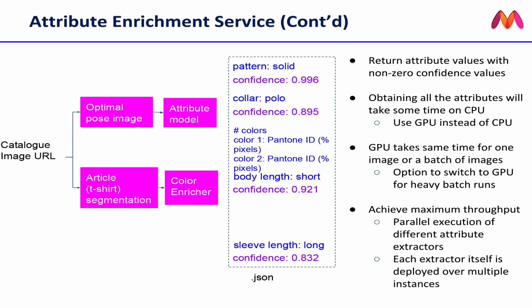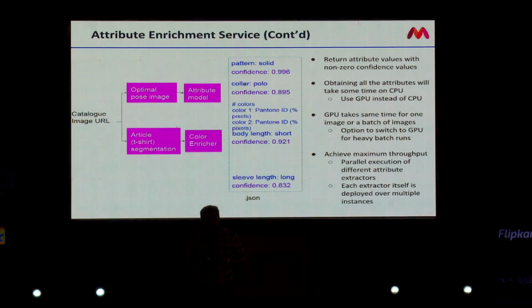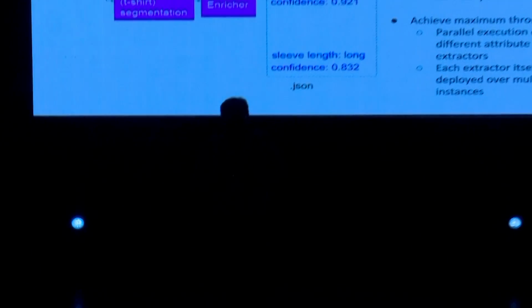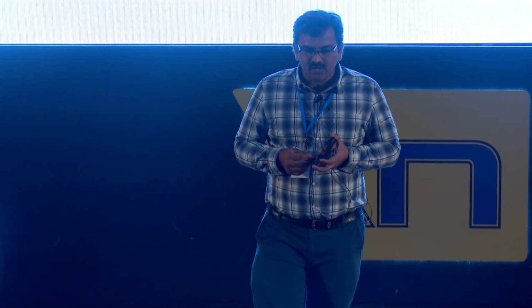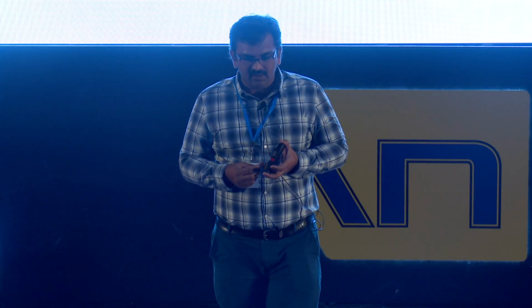So this is also a workflow. For example, an image URL is present. We figure out what is the optimal pose for that given attribute. For example, if you want to infer a print on the back, we have to use a back pose image. And similarly, if you want to pass the data to the color enricher, we have to segment out the t-shirt and then pass the data to the color enricher. And we return the array of all the possible values along with their confidences. And particularly in the case of colors, we return their Pantone IDs and the percentage of pixels that belong to the given color.